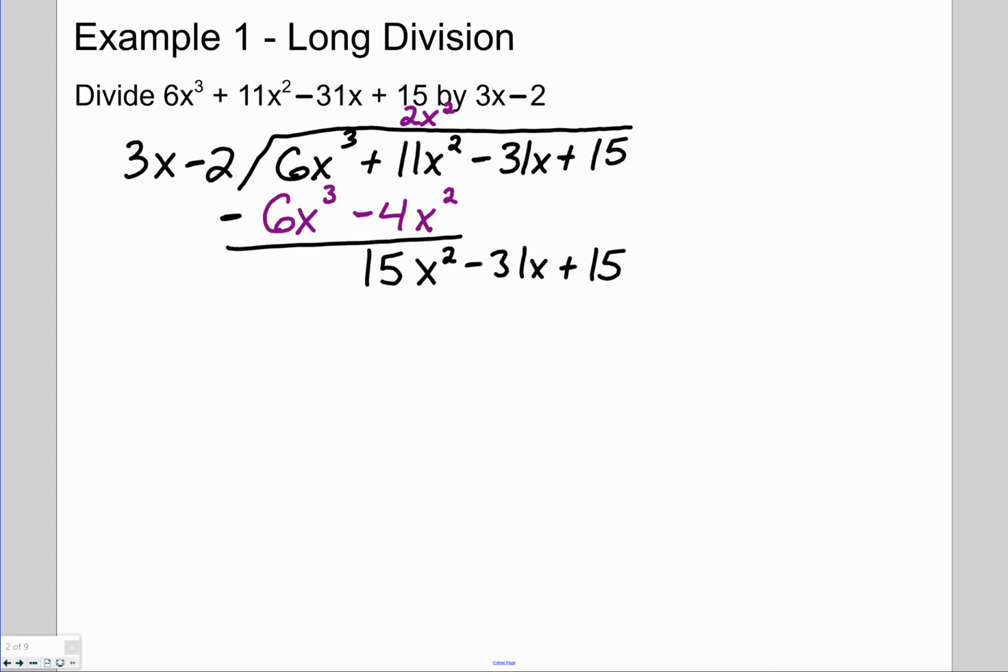Okay, now, what are we going to multiply now times 3x to get 15x squared? 5x. And because you didn't say negative, I'm going to write plus 5x. All right, so what is 5x times 3x? Right, and that should be the same every time, right? It should always match there. If it doesn't, you've done something wrong. What is 5x times negative 2?